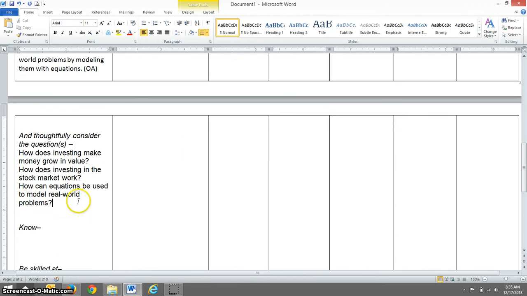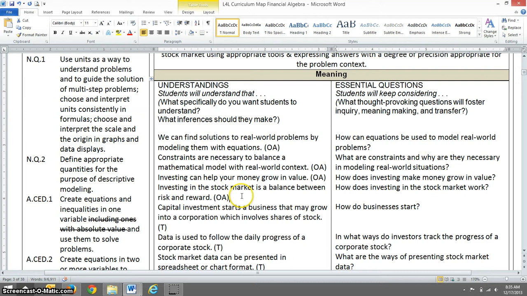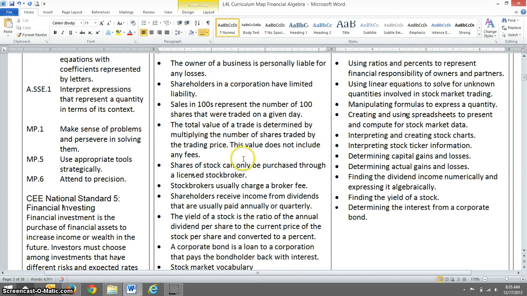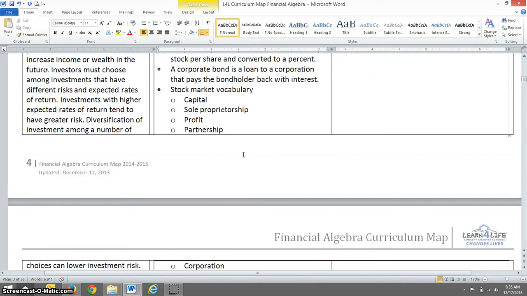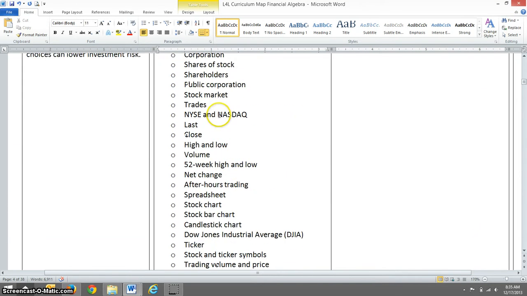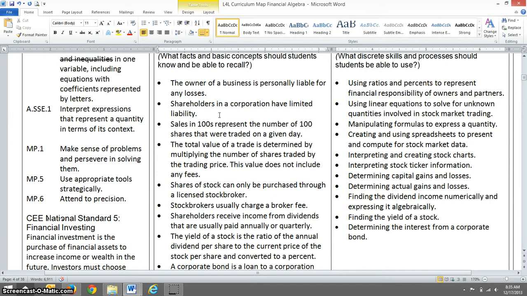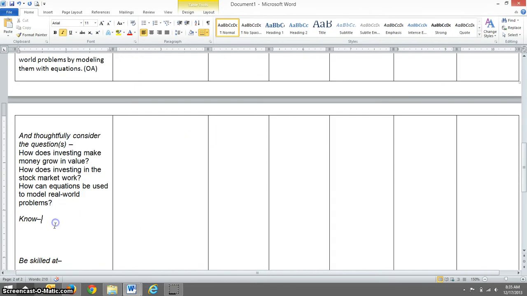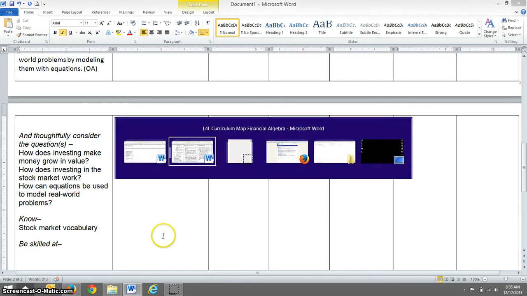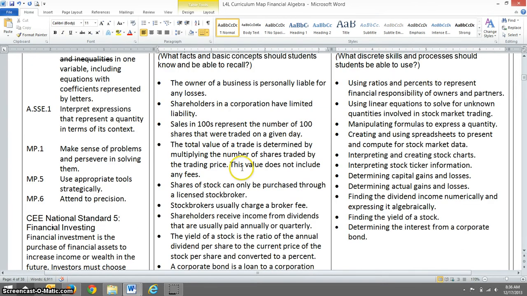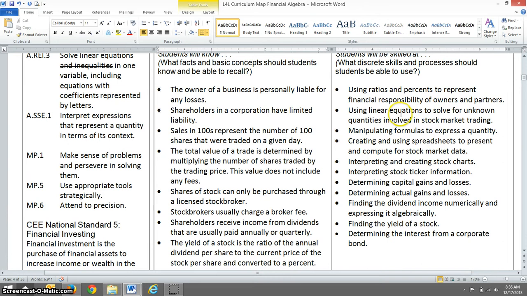Okay. Knowledge, I don't need to list all of these because there are a lot. I do want them to focus on the stock market vocabulary. So that's what I'm stating here. So just a collective statement that I want them to know stock market vocabulary. Finally, I want them to be skilled at just some targeted skills. So I don't need to put all of these in there.